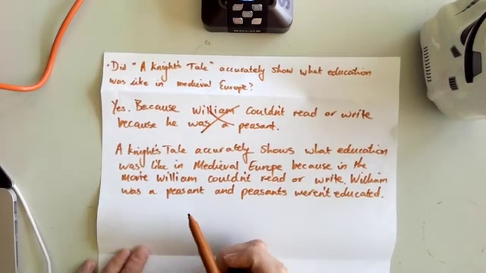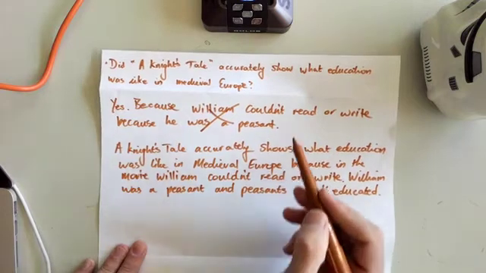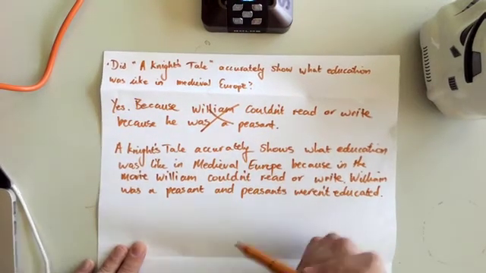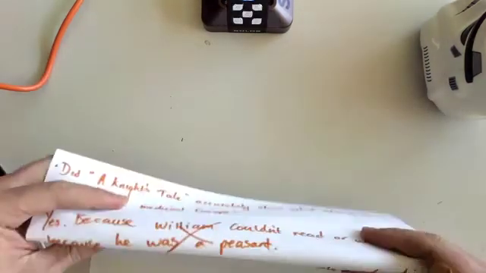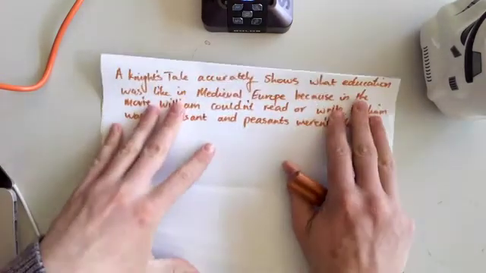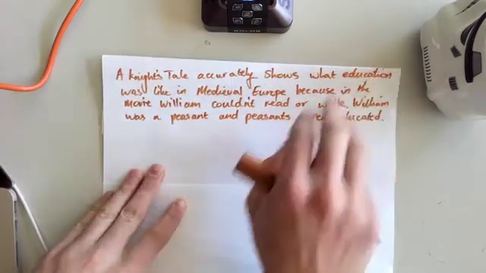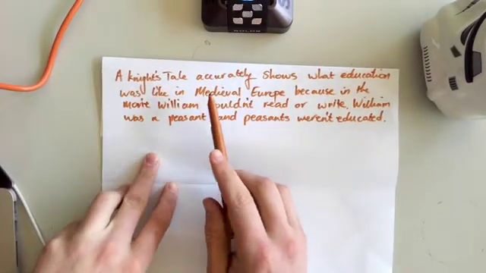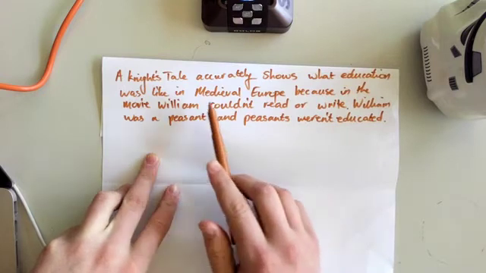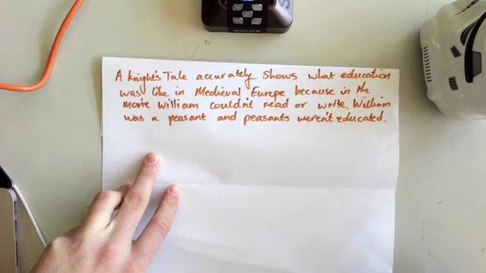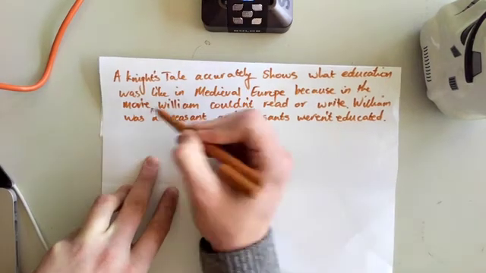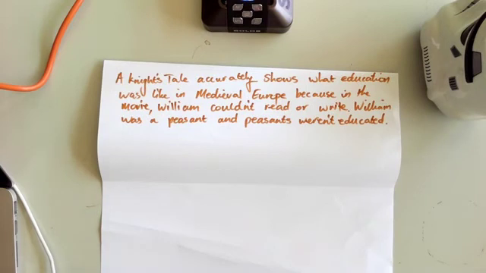Now, you're looking at that and saying that it's saying completely the same thing, but it's really not. If I was to hide the question now and give you my answer, even if you hadn't watched the movie, that answer would make complete sense. A Knight's Tale accurately shows what education was like in medieval Europe because in the movie, William couldn't read or write. William was a peasant and peasants weren't educated. That's a full sentence response. That's probably worth a good.